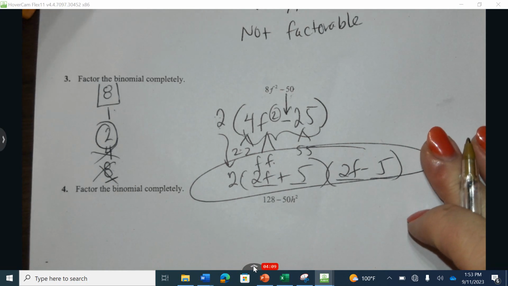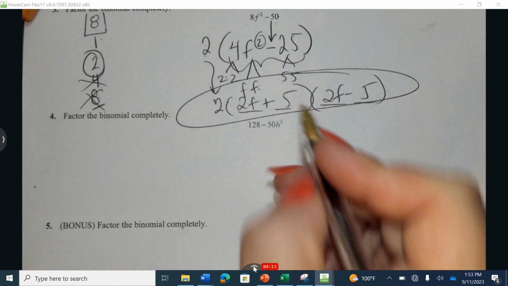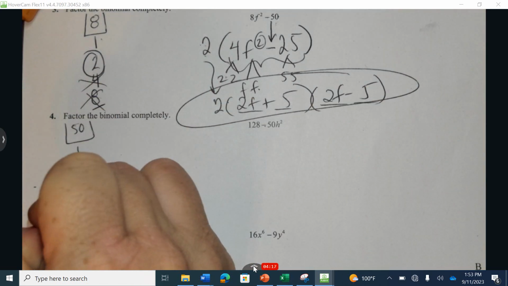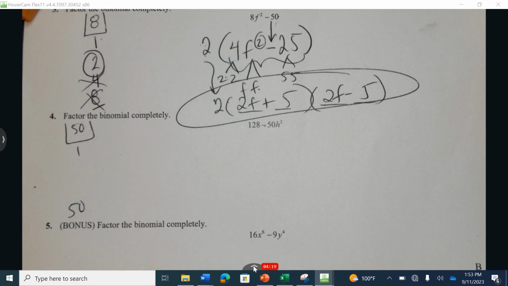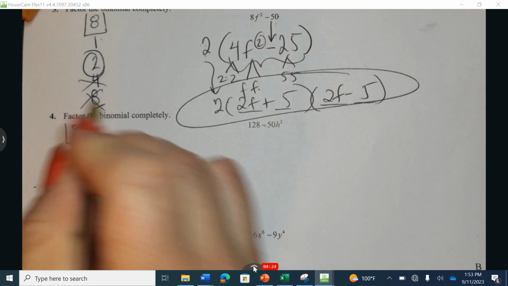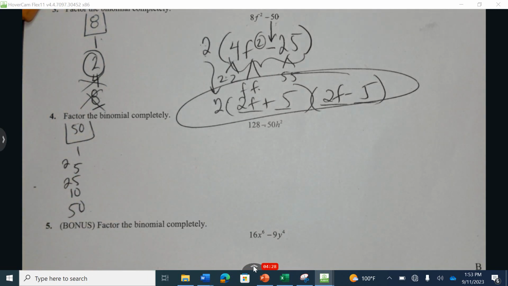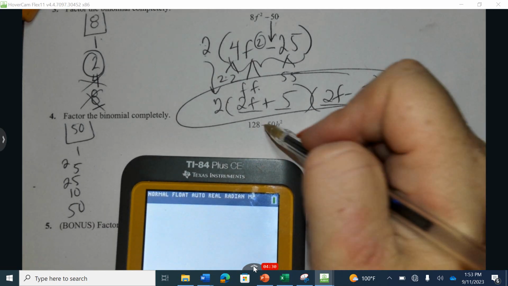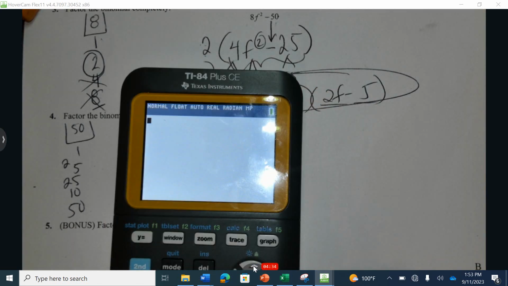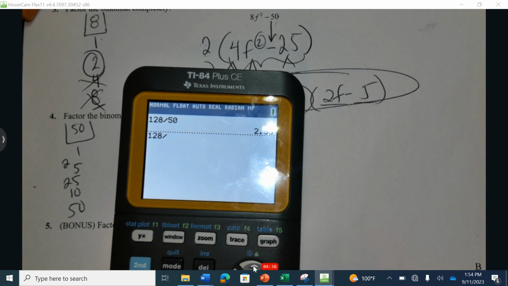Let's go down to number 4. Again, 128 and 50, not on the list. So I'm going to write down all the numbers that divide into 50. 1 and 50. I know 5 goes in 10 times, and 2 and 25. Always starting with the largest one. So I'm going to take 50 and see does it divide into 128 nicely. Let's check. Nope.